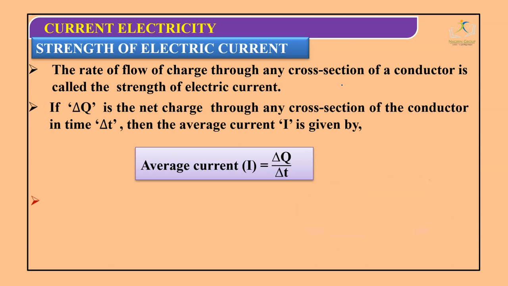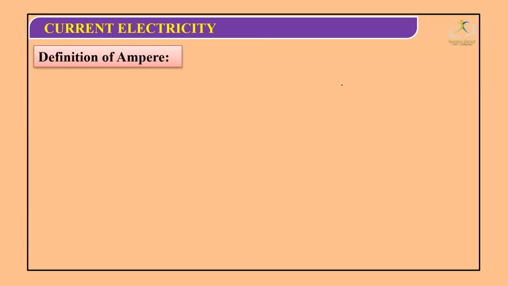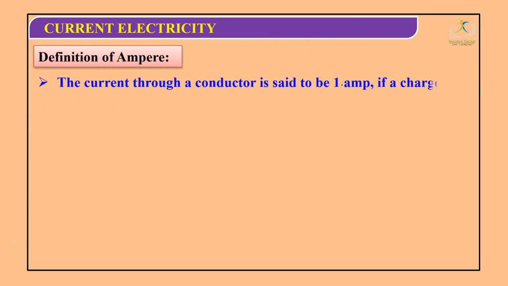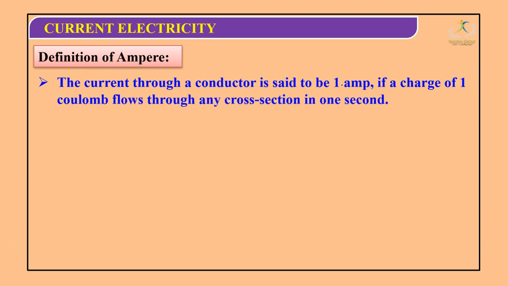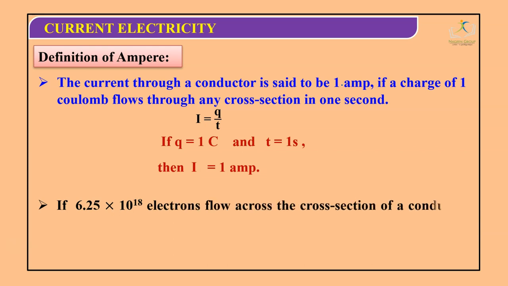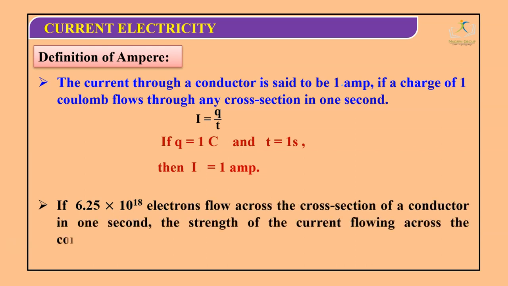Electric current is a fundamental scalar quantity, and its dimensional formula is I or A. SI unit: ampere. Definition: the current through a conductor is said to be 1 ampere if a charge of 1 coulomb flows through any cross section in 1 second. So I equals Q by T. If Q equals 1 coulomb and T equals 1 second, then I equals 1 ampere. If 6.025 times 10 to the power 18 electrons flow across the conductor in 1 second, the strength of the current flowing across the conductor is 1 ampere.